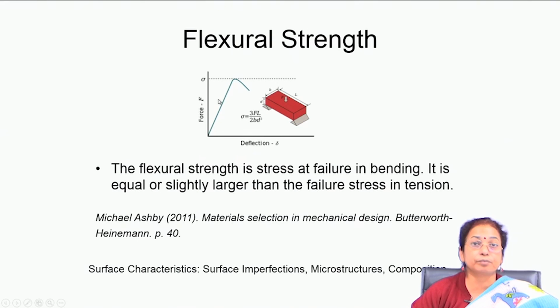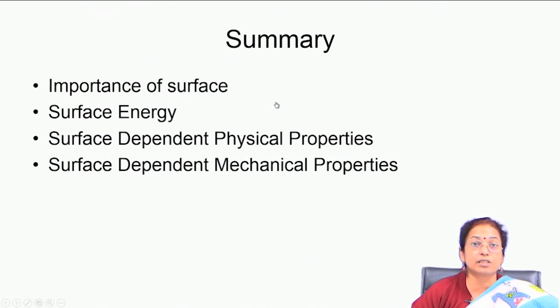Flexural strength is another important mechanical property which is dependent on the surface, and it gives you information about failure in bending. This is dependent on the surface because often failure starts from surface flaws and surface impurities, where stress concentration is much higher. So, it is also taken as a property which is dependent on the surface. If you just improve the surface finishing, or increase the surface hardness to a little extent, you can increase the flexural strength to a large extent.